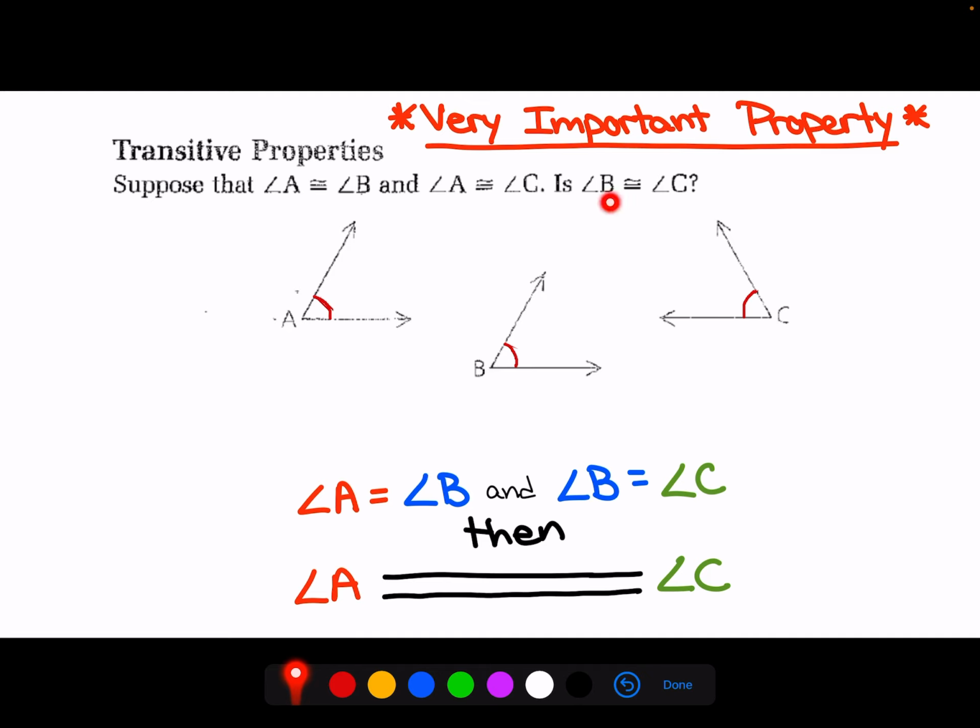Same thing works for B and C as well. So if I know A is equal to B, A is equal to C, I can skip A entirely and go straight from B to C. So the transitive property is just skipping the middle step.